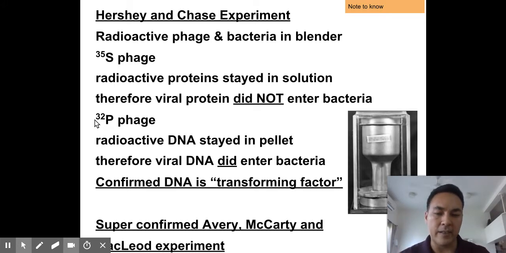So before I go to the next slide where you can see the experiment in action, can you pause the video and try and remember and draw out the experimental setup? Draw what happened.